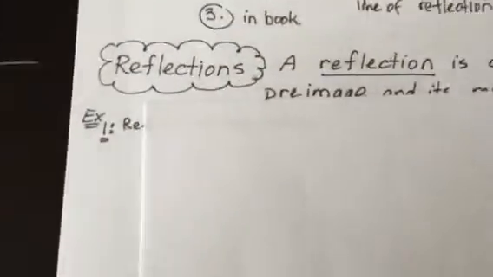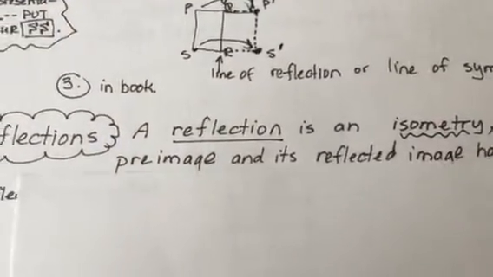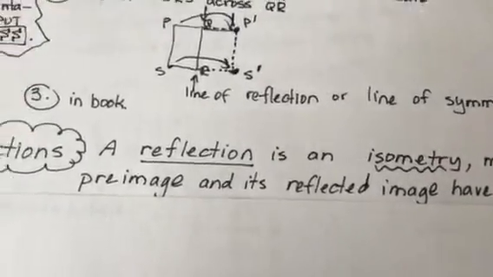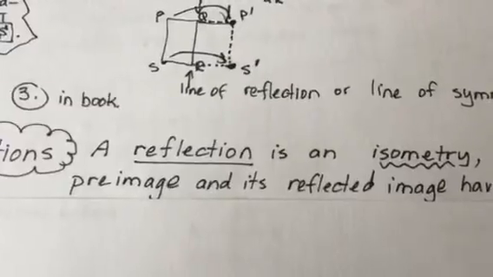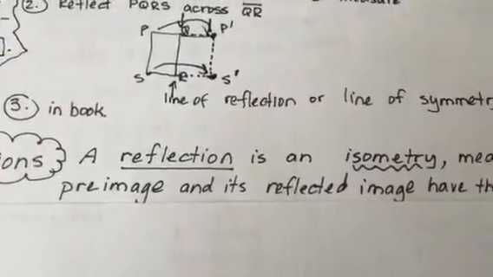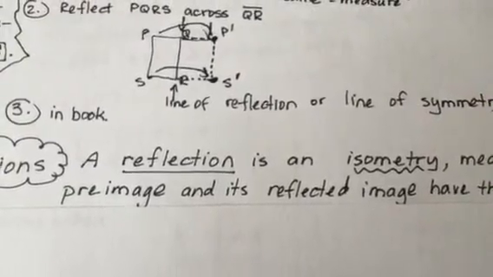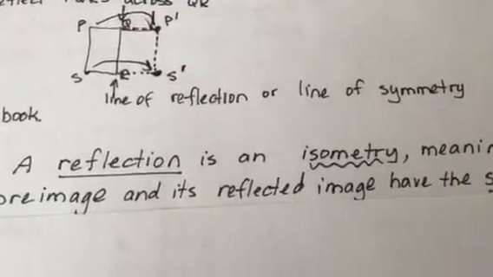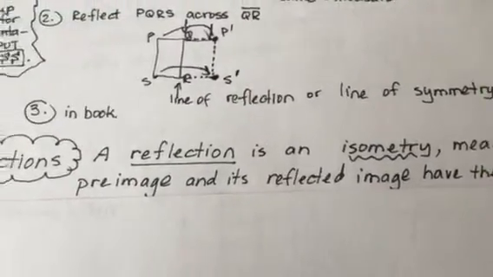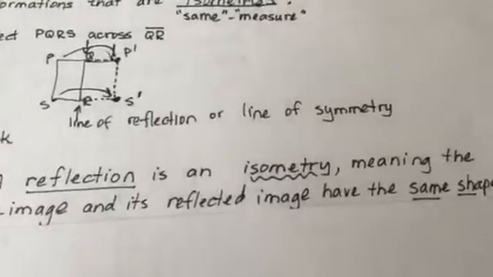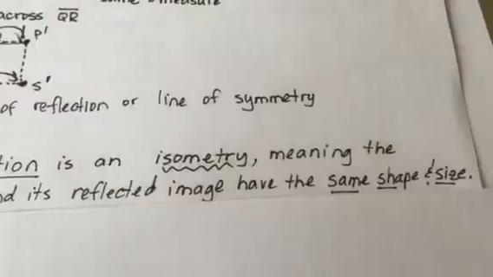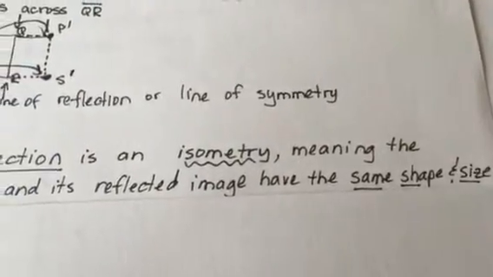The new lesson is called Reflections, and reflections are fun. Reflections are what we see and understand in a mirror. The shape of a door as it rotates on its hinges stays the same, but it changes where some of the points are. Remember, a reflection is an isometry, meaning the image and its reflected image have the same shape and size.